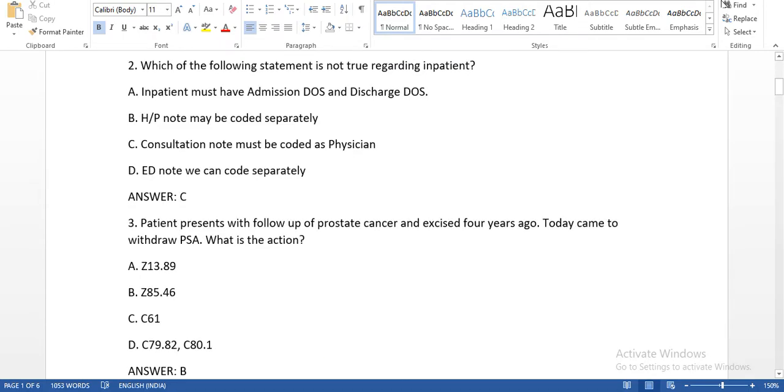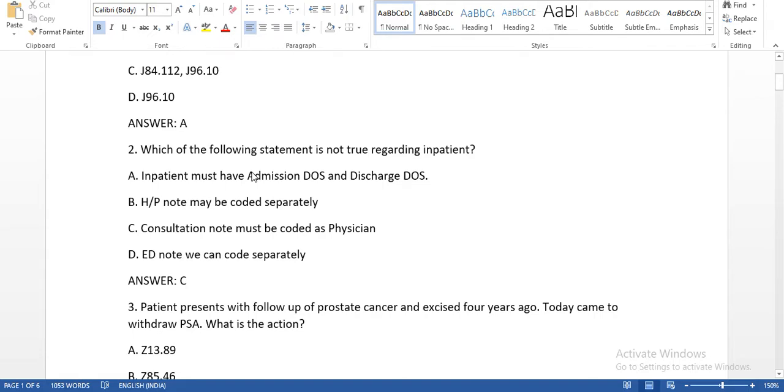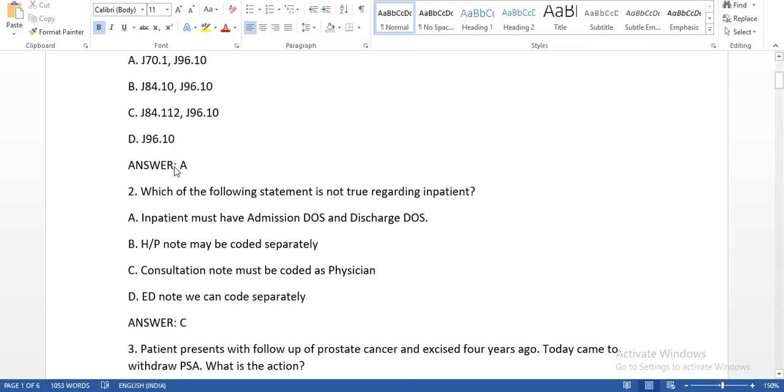Second question: which of the following statements is not true regarding inpatient? Sorry guys, in the first question our answer is J70.1 and J96.10. J70.1 is for pulmonary fibrosis, and J96.10 for chronic respiratory failure. As there are no guidelines regarding these two codes, we need to code them directly using the index as well as the tabular list. I have mentioned here the answer is A.